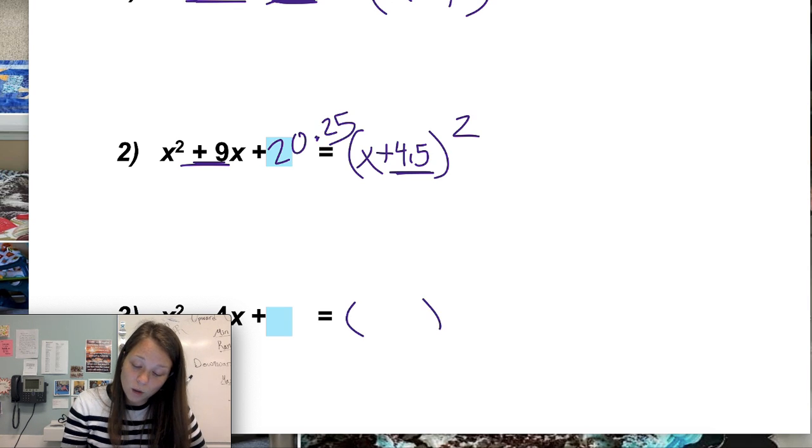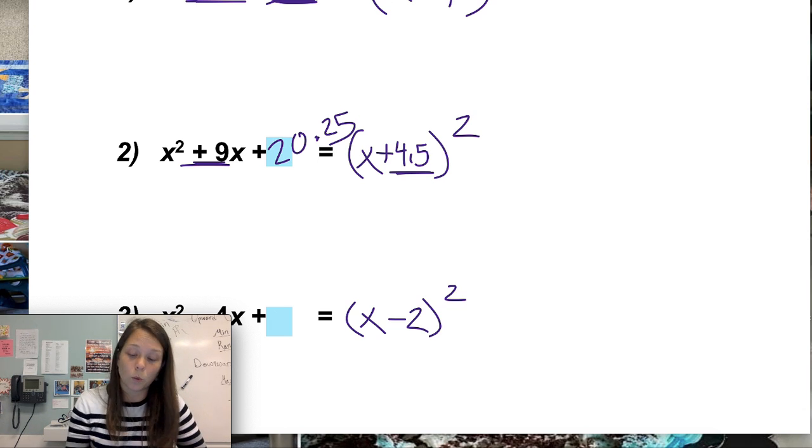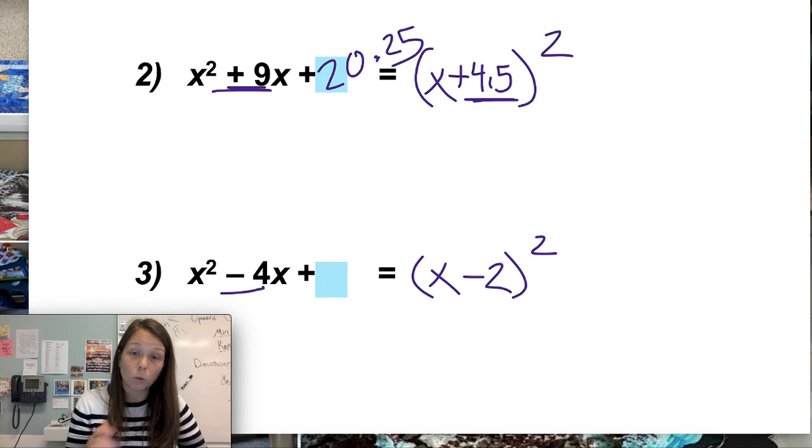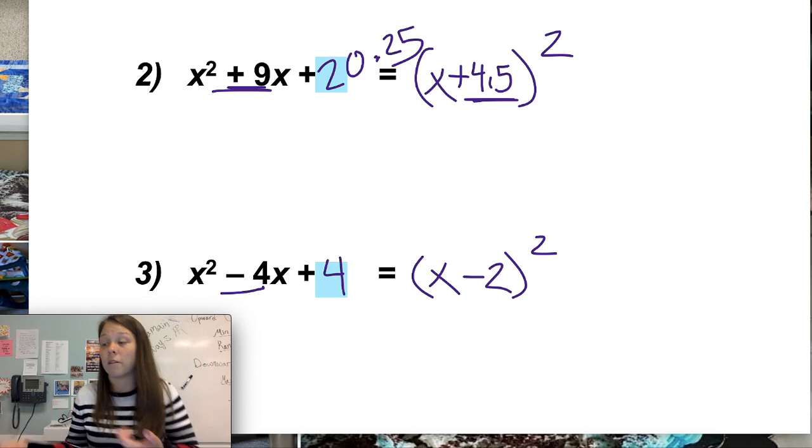Looking at the last one, my b value is negative 4, so I'm going to factor this into x minus 2 squared. And in order for that to truly work, that means I need to be adding 4 for my value of c here in the standard form of this quadratic function.